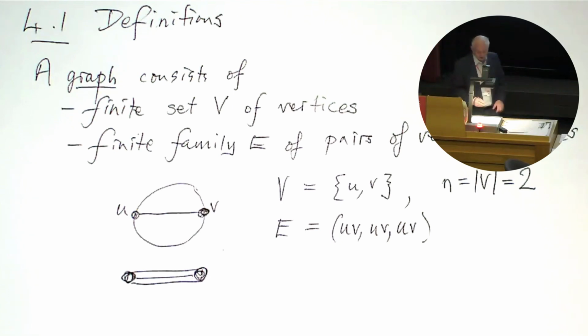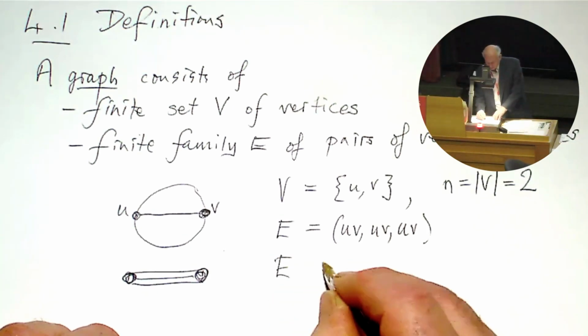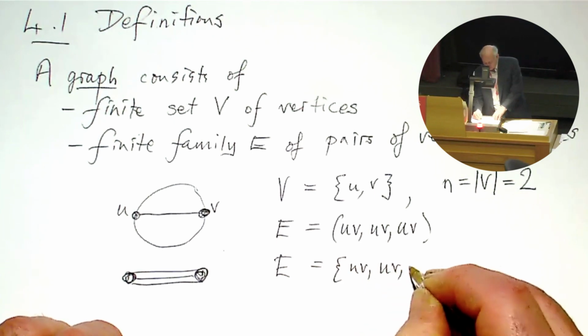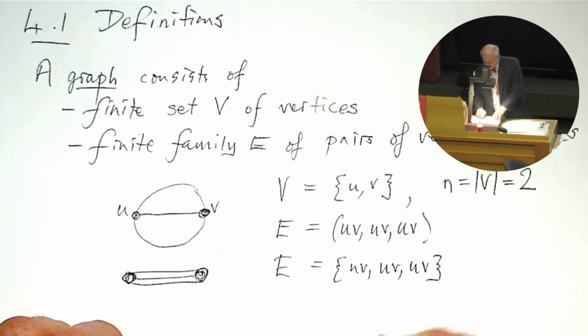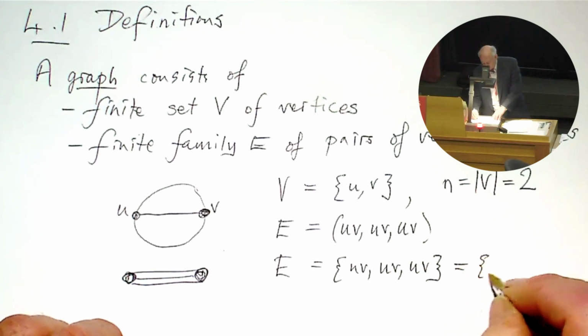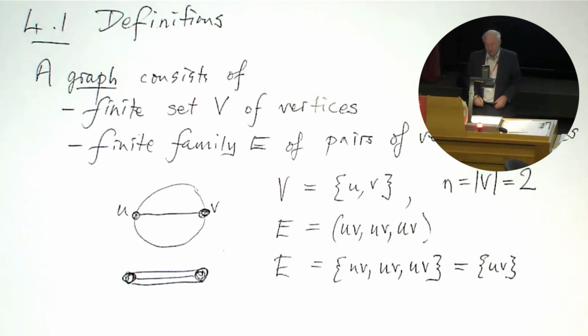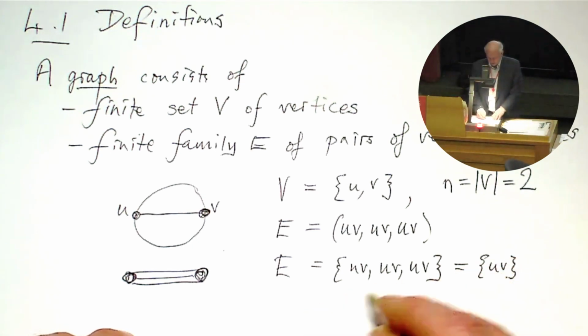But I can't write E is equal to the set {uv, uv, uv}, because according to the rule of sets, that would be the same set as the single element uv, because a set is unordered. Okay, and that's logically wrong. So I can't do that.